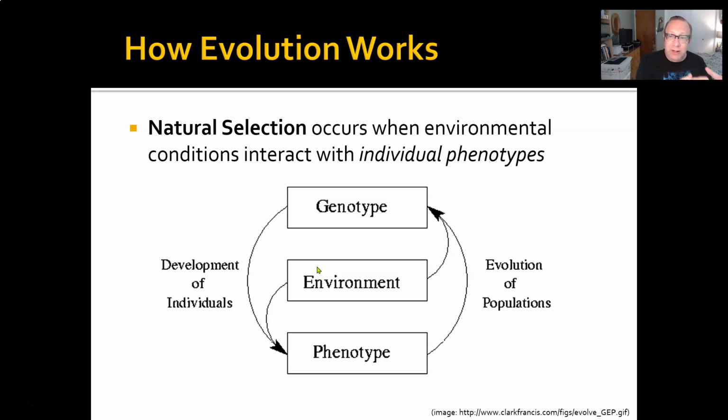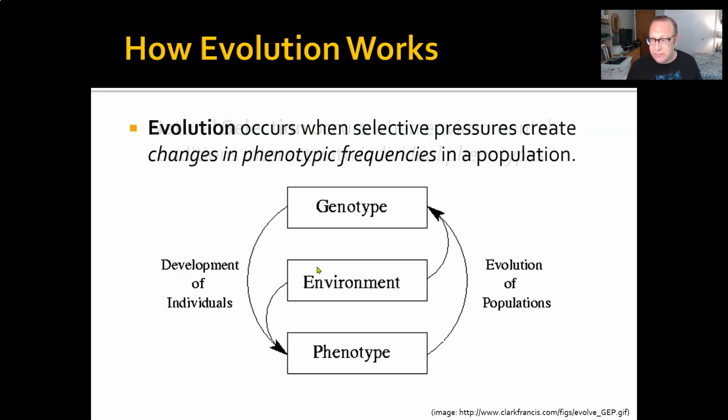So, although individuals are the ones that natural selection is working on, it's through working on multiple individuals in the population that evolution occurs, because that's how the gene frequencies change.